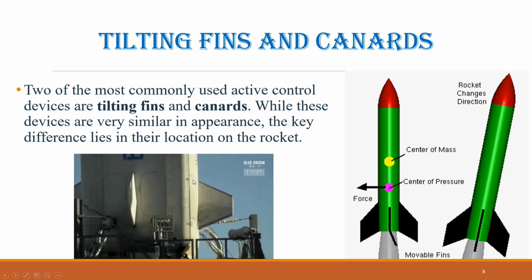Motion sensors on the rocket detect unplanned deviations from the intended flight path, and small adjustments in the tilt of the fins or canards are made to correct the trajectory. The major advantage of these devices is that they are smaller, lighter, and produce less drag compared to the large fixed fins used in early rockets. This allows the rocket to maintain higher efficiency and longer range while still achieving precise control and stability.